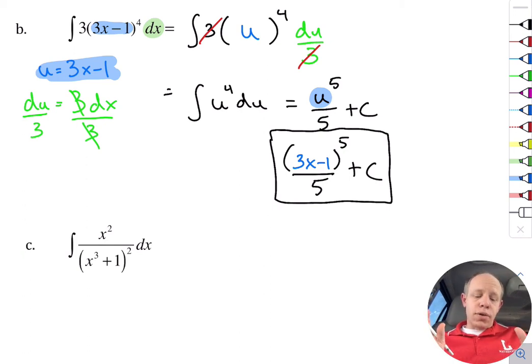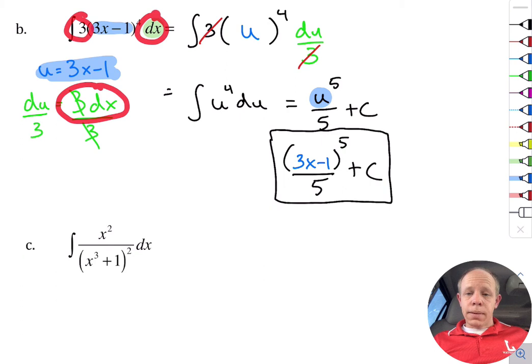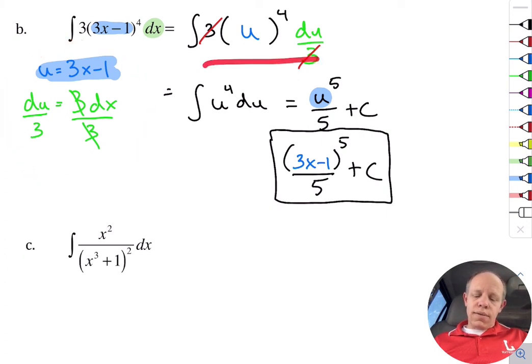Now, some of you may have noticed when we were doing this that du was equal to 3 dx, and you can see 3 dx right there. So why don't we just use pattern recognition? Well, if you see it and you actually recognize the pattern, then by all means, go ahead and use that. But if you don't want to even think about the pattern recognition, what I'm saying is you can always use this u substitution, and if it works, great. It's always going to get you to the right answer.